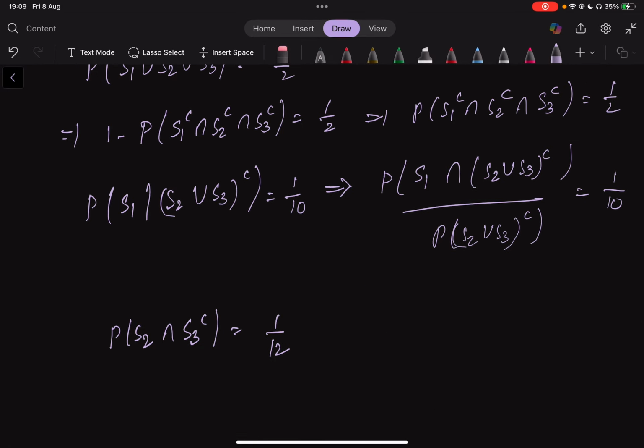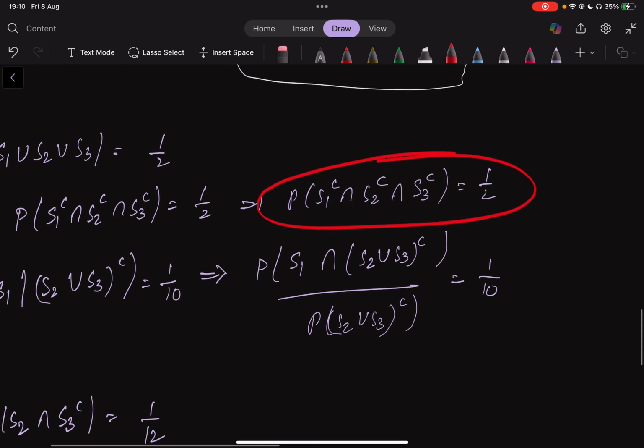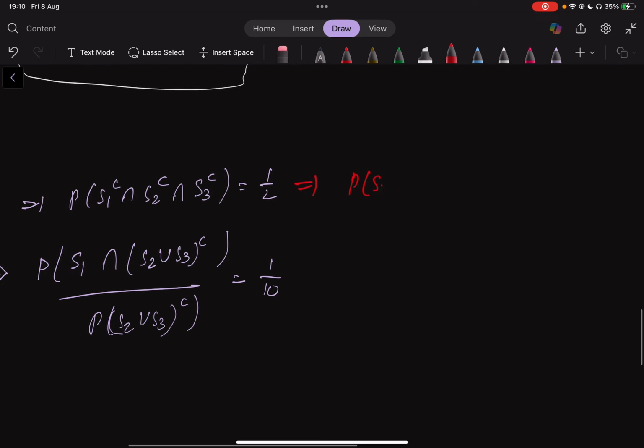So if we consider the first equation, we have S1 complement intersection S2 complement intersection S3 complement. Essentially we were given that the probability of S1 complement into the probability of S2 complement into the probability of S3 complement is 1 by 2, because S1, S2, S3 are independent events.